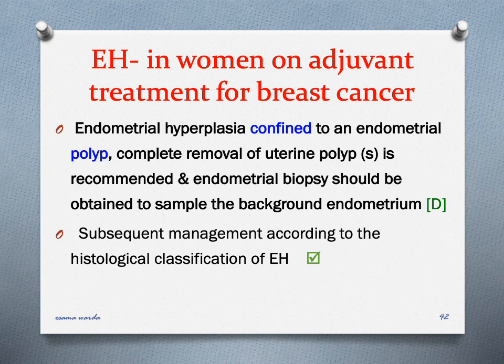Endometrial hyperplasia confined to an endometrial polyp: complete removal of the uterine polyps is recommended, and an endometrial biopsy should be obtained to sample the background of the endometrium. Subsequent management is according to the histological classification.